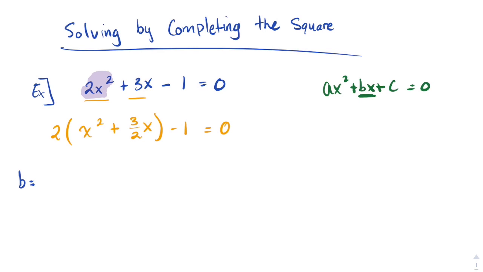Here, b is the coefficient of the linear term of the quadratic. So in this case, the coefficient is this guy right here. So that's what b is equal to. So it's going to be 3 over 2. Then we're going to take 1/2 of b. Okay, so in this case, it's 1/2 times 3/2, which is 3 over 4.